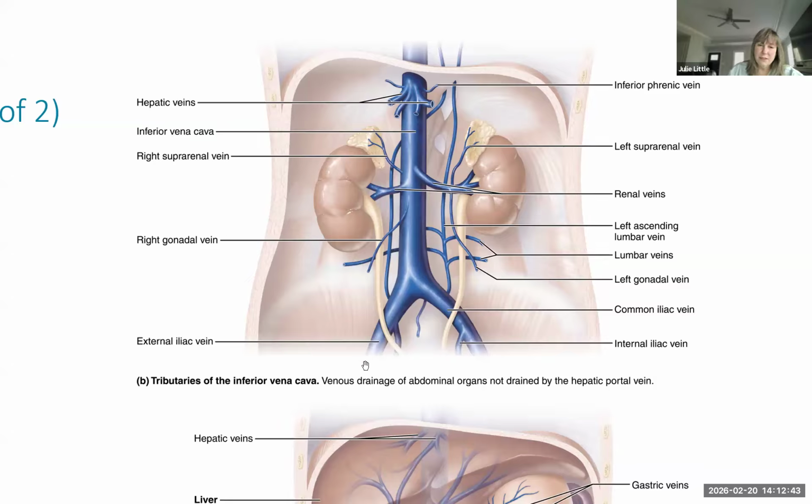Okay, so let's do this. Let's start here at the very bottom, external iliac vein. On the inside's the internal iliac vein, and then they make the common iliac vein. And then we're inferior vena cava all the way up to the heart. If we're draining the liver, we're coming into these hepatic veins. If we're draining the kidneys, we're going through the renal veins into the inferior vena cava.